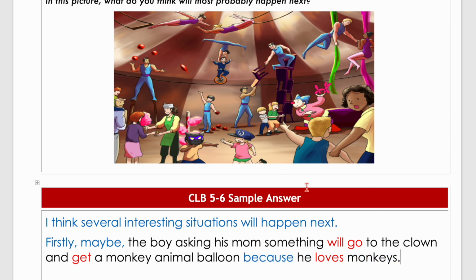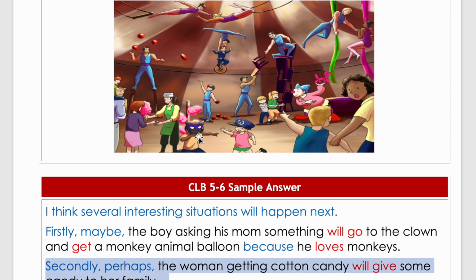First, we want to specify who we're talking about. So the boy asking his mom something. Next, we want to use future tense, will go. Will go to the clown. Okay? Why? And get a monkey animal balloon. Because the clown is making balloon. And because he loves monkeys. So that's how we made that sentence, okay? Keep that in mind. Let's go to our second idea.